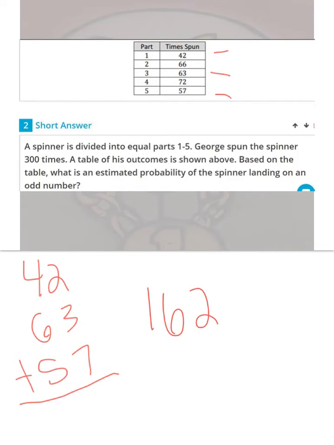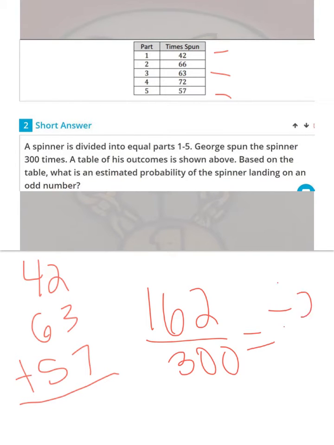You should get 162. So out of all those, there are 162 odd numbers, and that is out of 300. Now, we're going to need to simplify this. You could divide it to get a decimal answer. That's okay. Numerator divided by denominator.